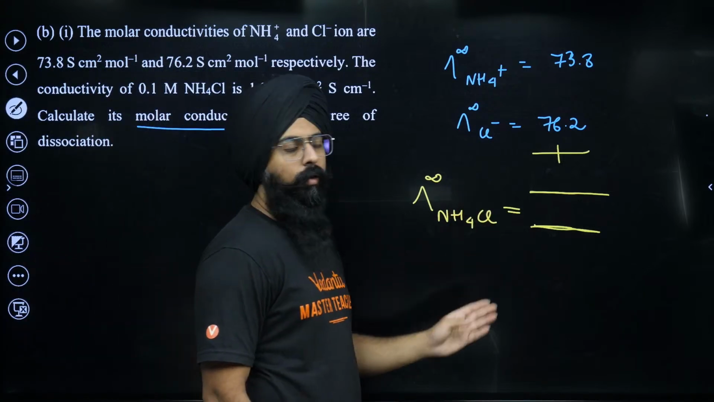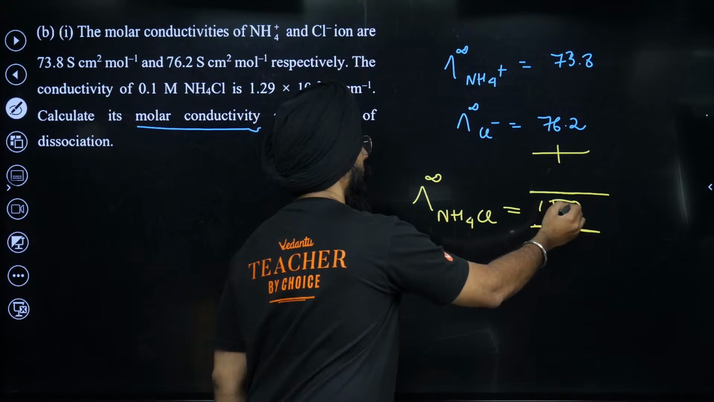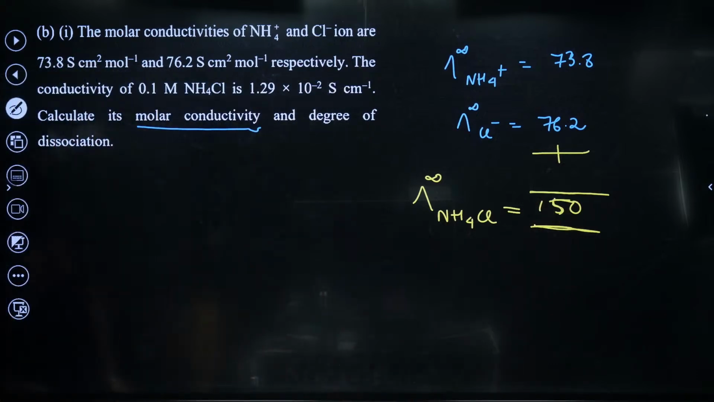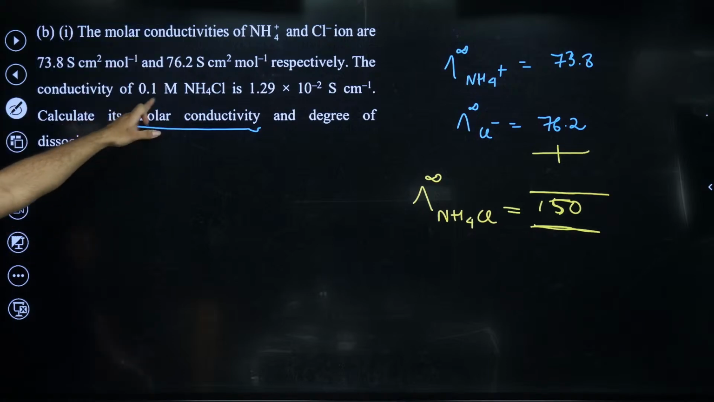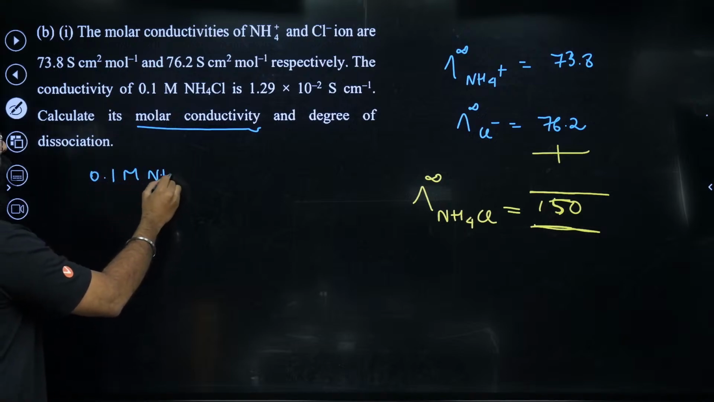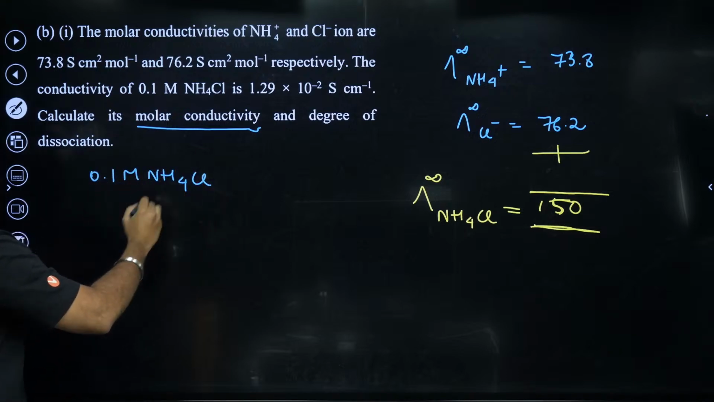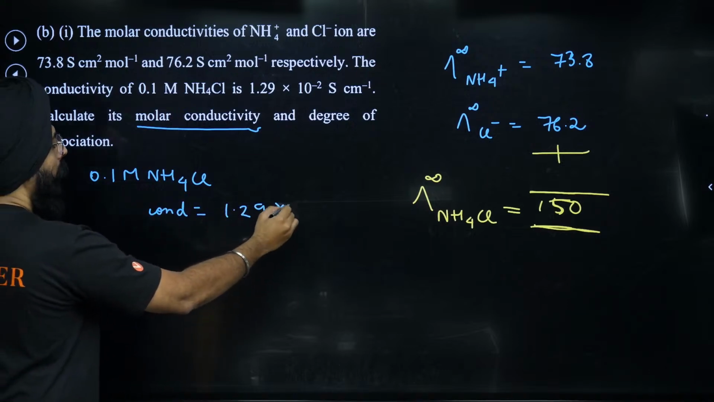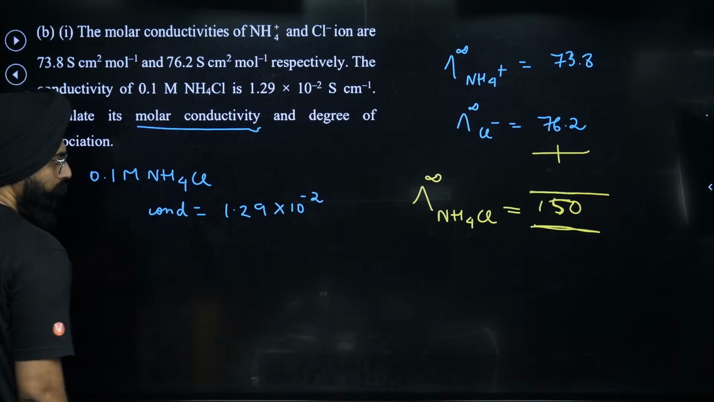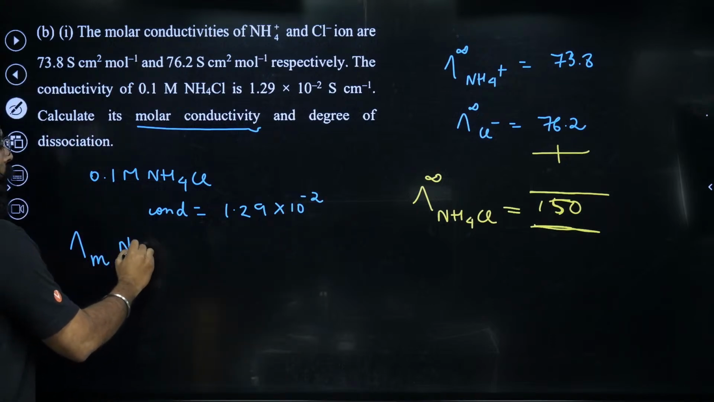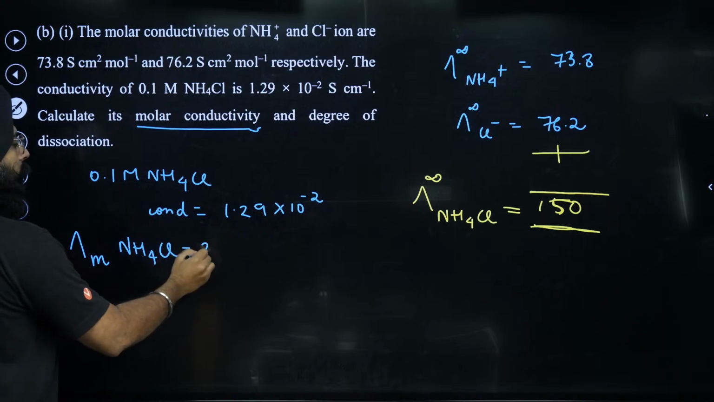How much is this coming out to be? 150. Good. So 150 is the value for lambda infinity of NH4Cl. Now, my dear friends, over here it says for 0.1 molar NH4Cl, the conductivity is equal to 1.29 into 10 to the power minus 2. What will be the molar conductivity of this NH4Cl?